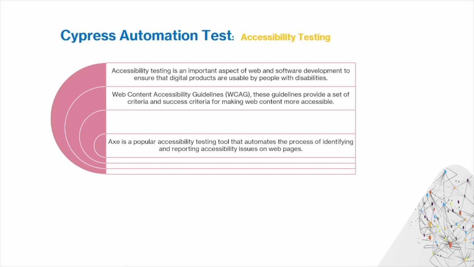In today's video, we're going to talk about accessibility testing in Cypress Automation Testing. So accessibility testing is an important aspect of web and software development to ensure that digital products are usable by people with disabilities. Web content accessibility guidelines are guidelines that provide a set of criteria and success criteria for making web content more accessible. Axe is a popular accessibility testing tool that automates the process of identifying and reporting accessibility issues on web pages.